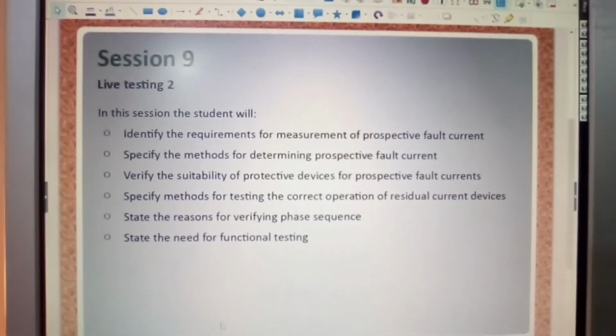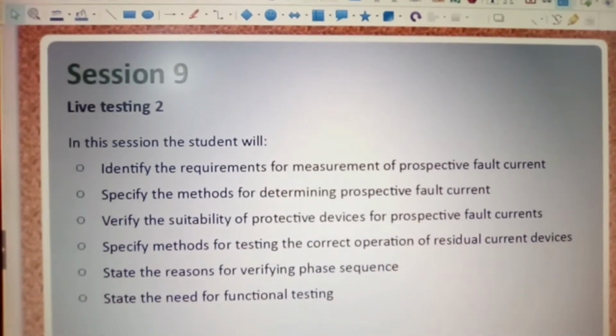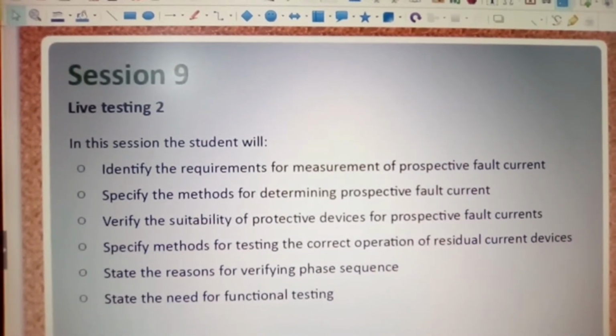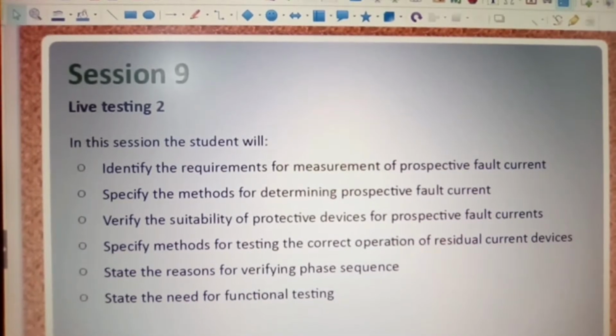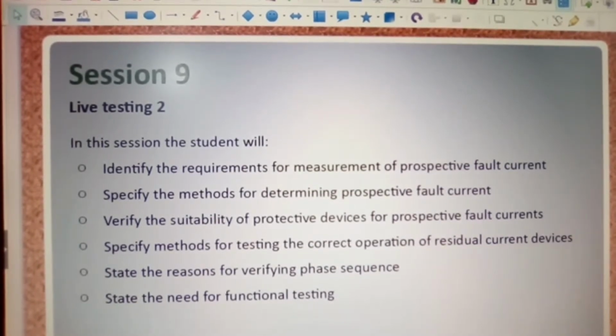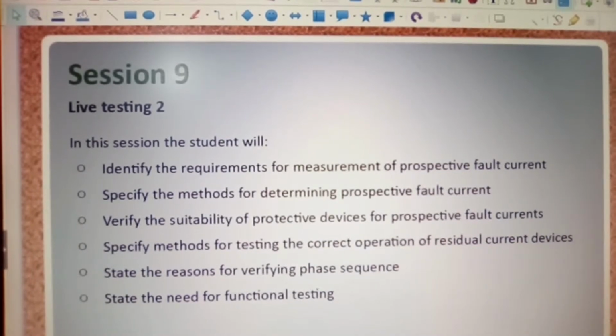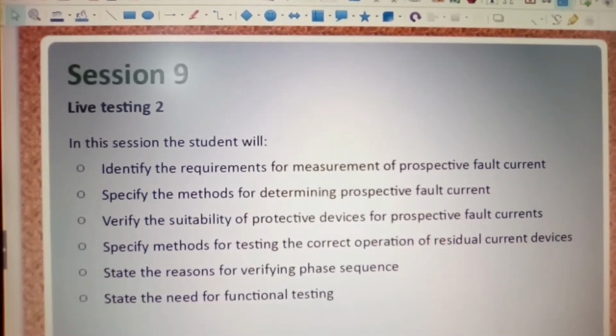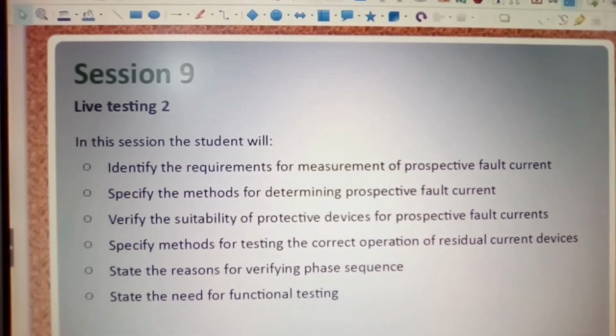Now session 9, let me be quite clear. In this session, the student will identify the requirements for measurement of prospective fault current, specify the methods for determining prospective fault current, verify the suitability of protective devices for prospective fault currents, specify methods for testing the correct operation of residual current devices, state the reasons for verifying phase sequence, state the need for functional testing, okay?